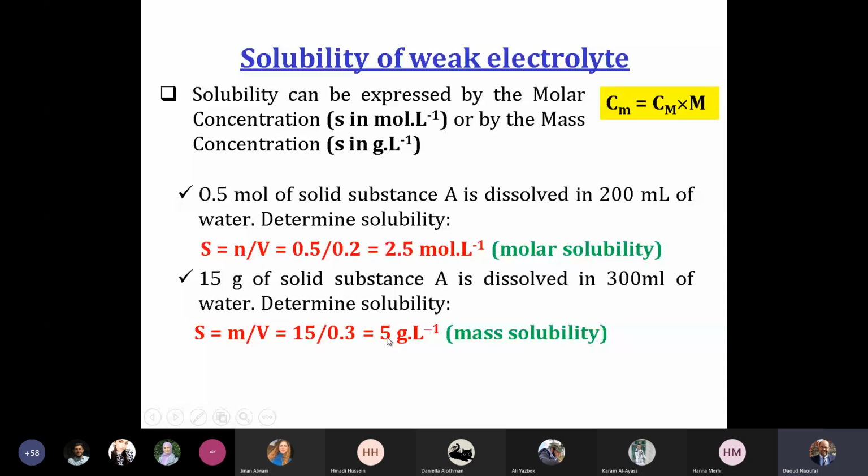If the solubility of the saturated solution, this is very important. If the solubility of the saturated solution is 5 grams per liter, what is the meaning of this statement? That means in 1 liter of the solution, we can dissolve a maximum of 5 grams of the solute. In other words, if you add 5.1, you will have 5 grams dissolved and 0.1 gram non-dissolved, so the 0.1 gram will precipitate. This is a very important notation and you have to pay attention.